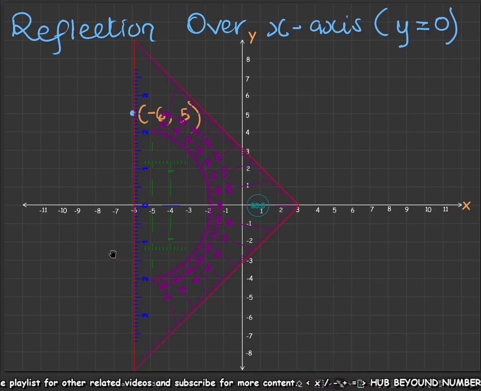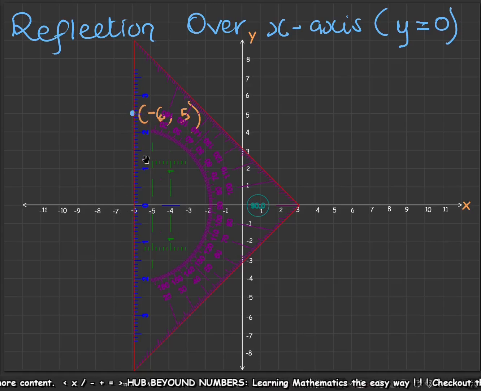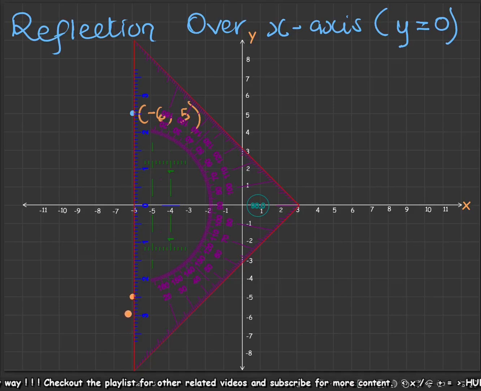We said that if you are reflecting over the x-axis, in general, the distance from the mirror line to your object would be the same distance to the image. So if this is 2.5, then on this same straight line, we are going to measure another 2.5. So this is 0, 1, 2, and then this is where my 2.5 is. I'm going to put the point there, and that will be my reflected point.